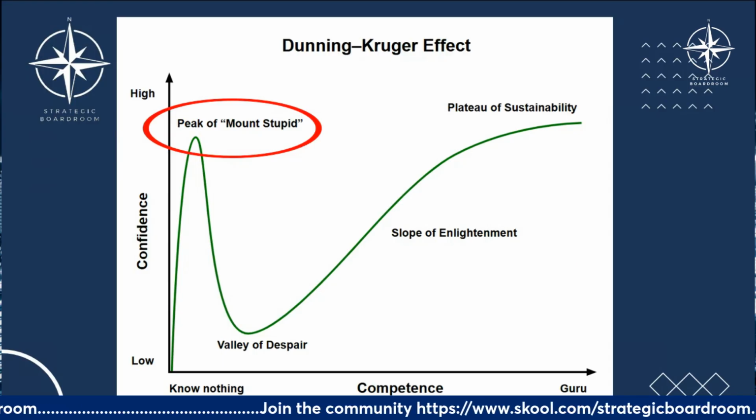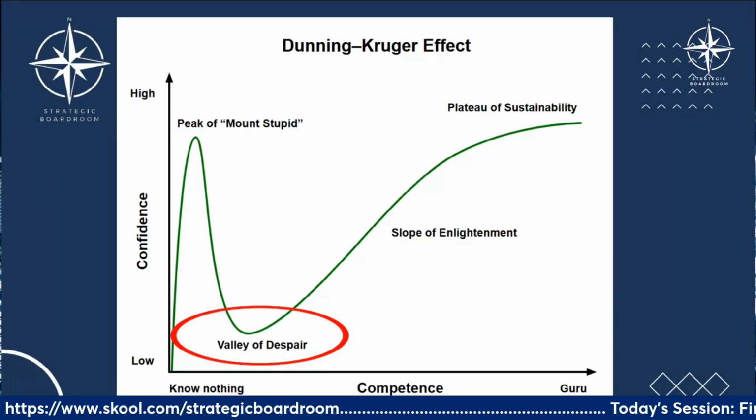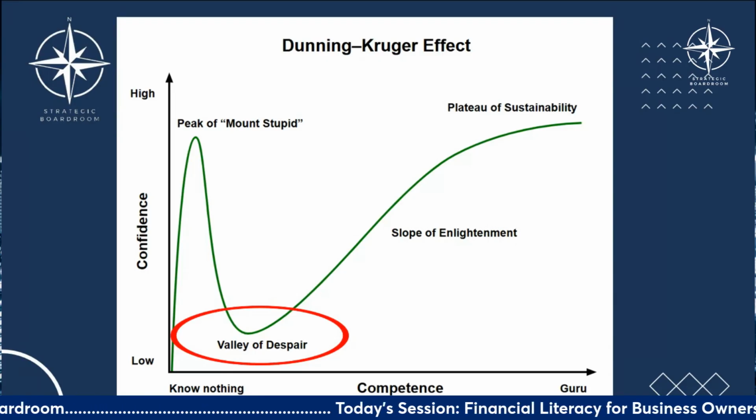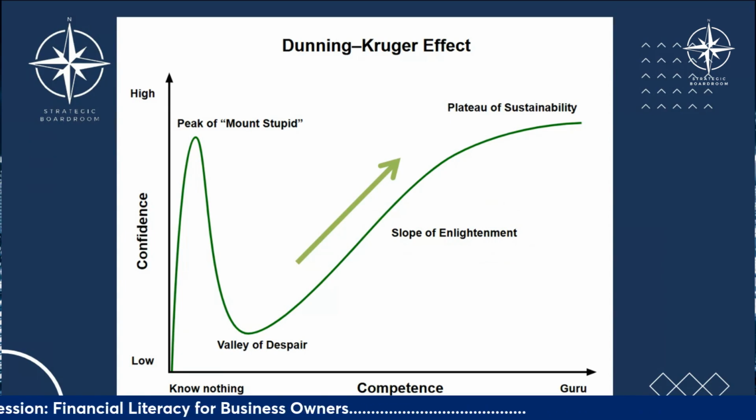Then they have a crisis of confidence. It comes crashing down and they end up in the valley of despair. Unfortunately, this is where a lot of business owners and entrepreneurs tend to give up because it starts getting too difficult. If they keep at it and keep working on their competence, they work up that slope of enlightenment and get to the plateau of sustainability.